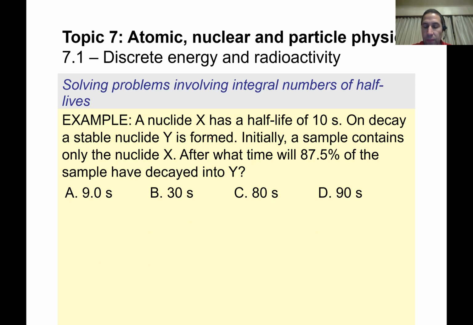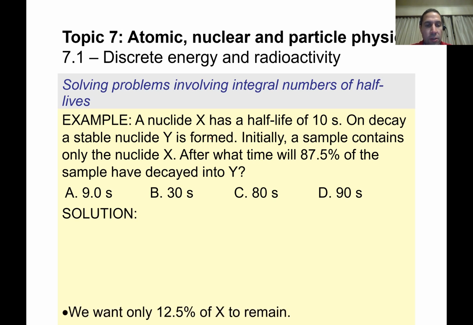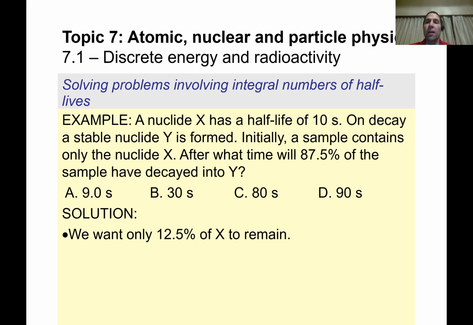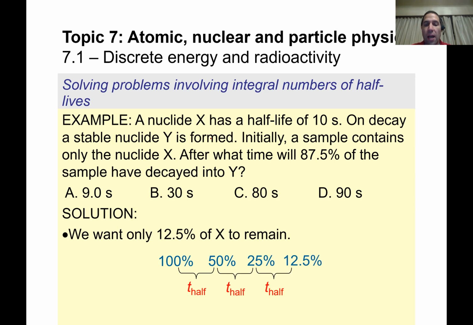Okay, let's look at the solution. It's a multiple choice question. You have 4 choices there. So the solution is we want only 12.5% of nuclide X to remain, right? If we start out with 100% of nuclide X, after one half-life, how much is left? Half of that, which would be 50%. After another half-life, what's half of 50? Half of 50 is 25%. And then after a third half-life, half of 25 is 12.5. So how many half-lives have I had to go in order to get from 100 to 12.5? I've had to go 3 half-lives, right? So the time is 3 half-lives, or 3 times 10 seconds, or 30 seconds.